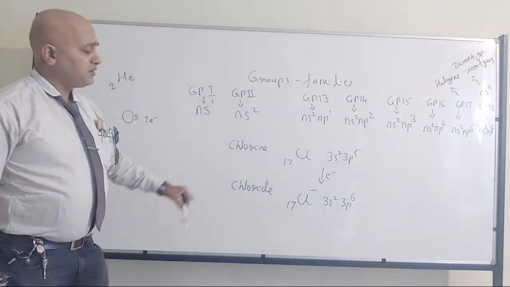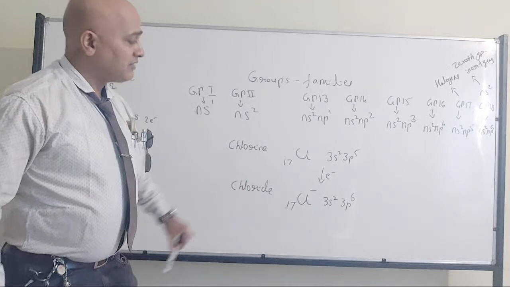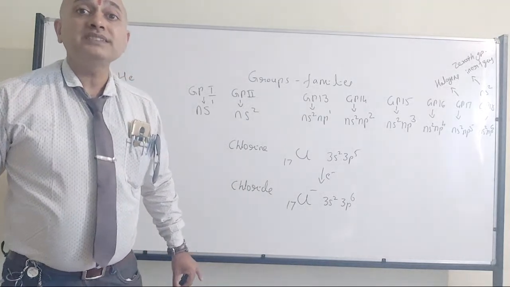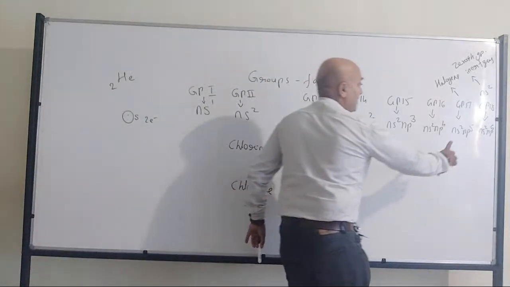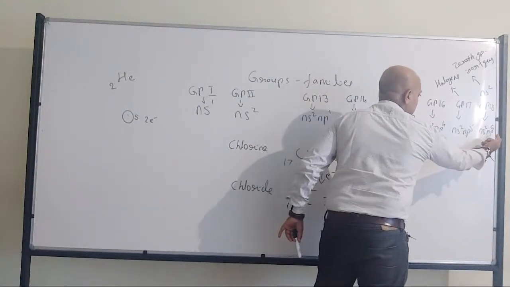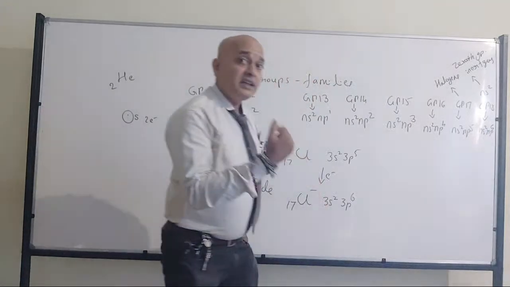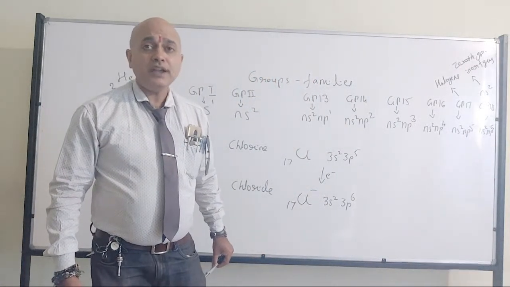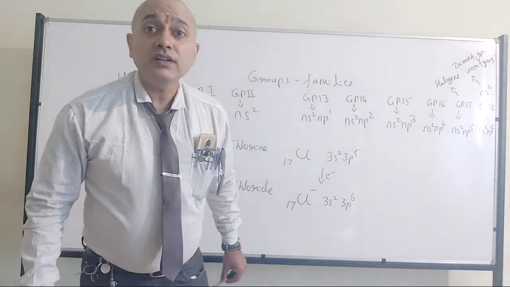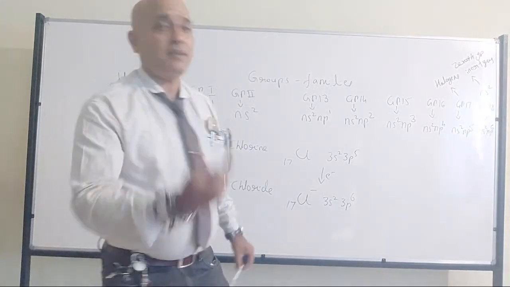We will discuss electronic configuration. That's where we have 3s2, 3p6. That means a group 17 element will attain the electronic configuration of the neighboring inert gas.